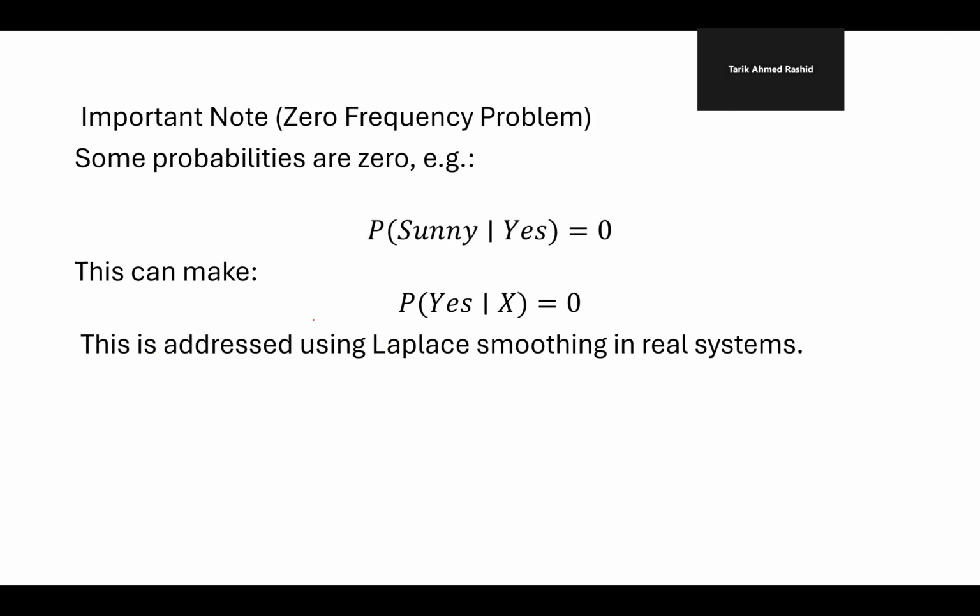Now we are trying to find the probability of yes for the sunny, which is 0. We don't have any sunny with value yes for play, and therefore it's 0.